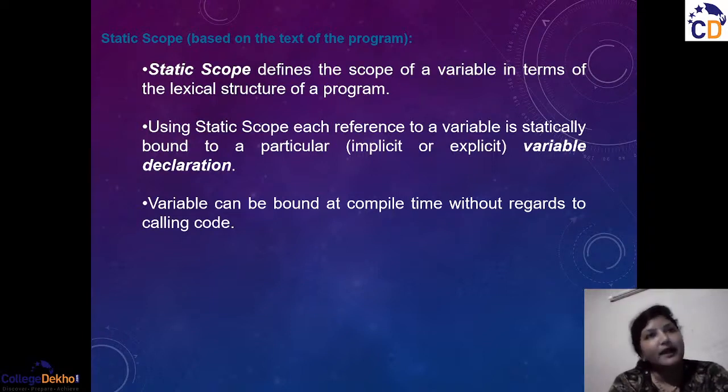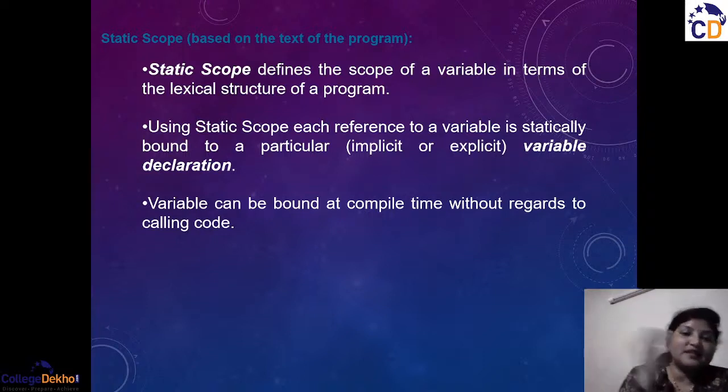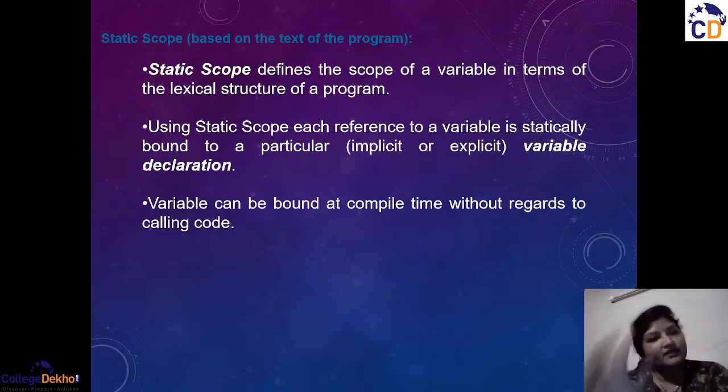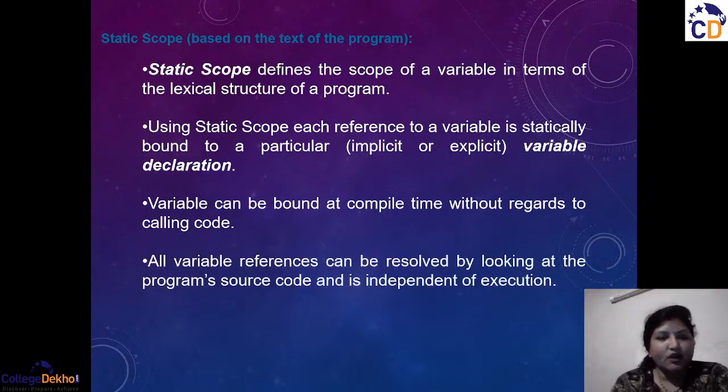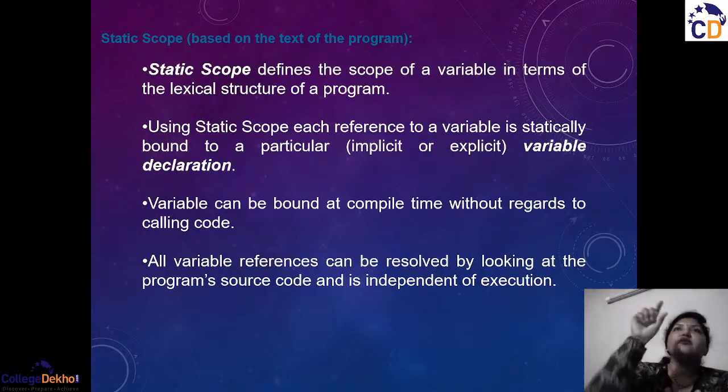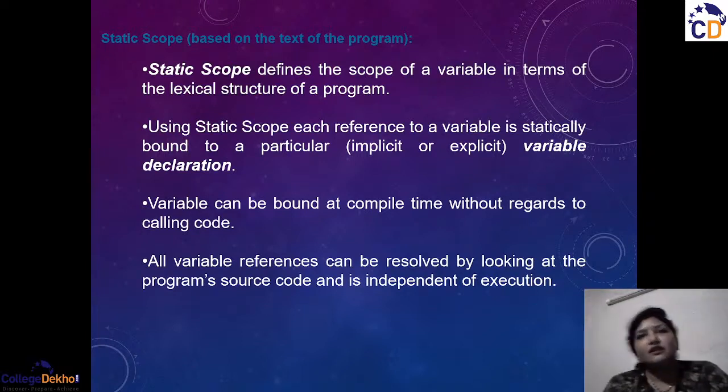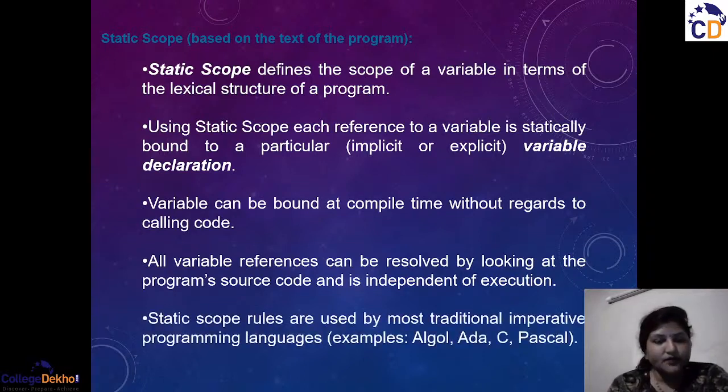Variables can be bound at compile time without regard to the calling of code. So you are storing that value at static time, or compile time. All variable references can be resolved by looking at the program source code and are independent of execution. Whenever you define it in a particular source code, its lifetime and visibility are defined under that only. Static scope rules are used by most traditional imperative programming languages like C, Pascal, Algol, or Ada.